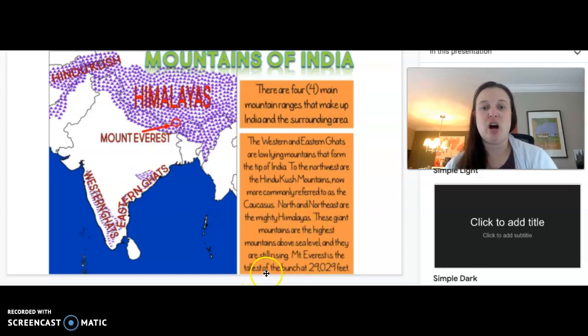Mount Everest is the tallest of the bunch at 29,029 feet, and it's growing. So probably by the time you're an adult like me, it might even be 1 foot taller. Mount Everest is actually not in India. It's in Nepal, on the border of Nepal and China. But Mount Everest is part of the Himalayan mountain range, and the Himalayas are in India, in Bhutan, in Nepal, and then China, the Tibetan region in China.